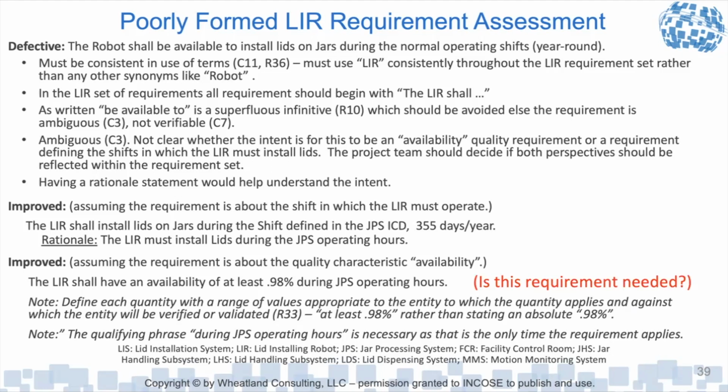You could ask the question, is an availability requirement really needed? We have requirements concerning that the robot must install lids during the operating hours specified. We also have mean time to repair requirements, and we have lifetime requirements. It may be that this availability requirement in this case is not needed. We always want to look at the requirements and say, why is this requirement here? Is it covered by other requirements, and it doesn't really need to be stated? So it's important to ask those kinds of questions.